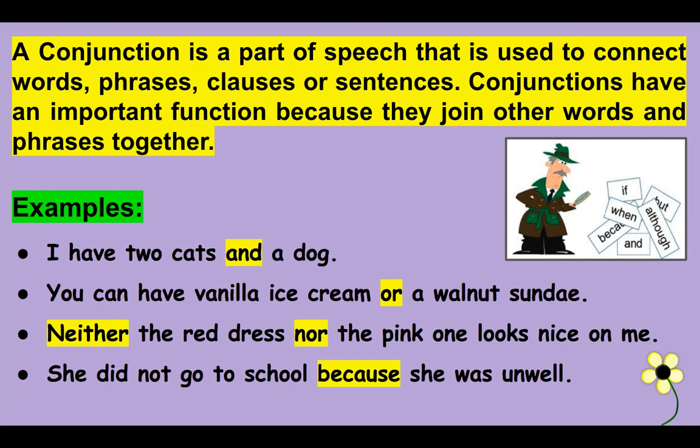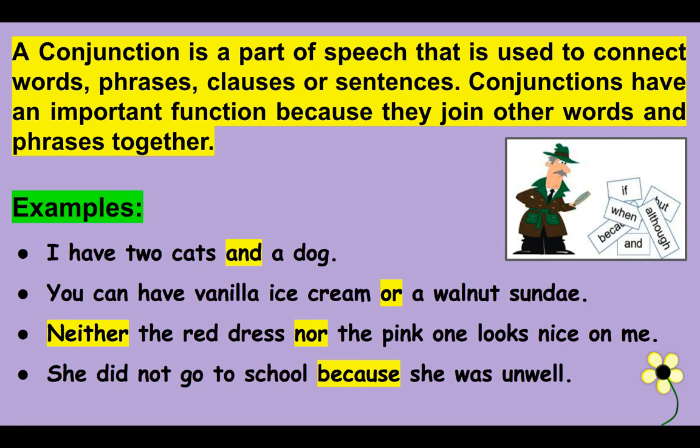Conjunctions have an important function because they join other words and phrases together. In simple words, like glue joins or fixes two things together, similarly, a conjunction also links parts of sentences together. Let's look at a few examples.